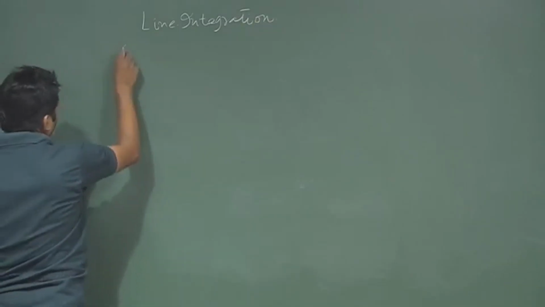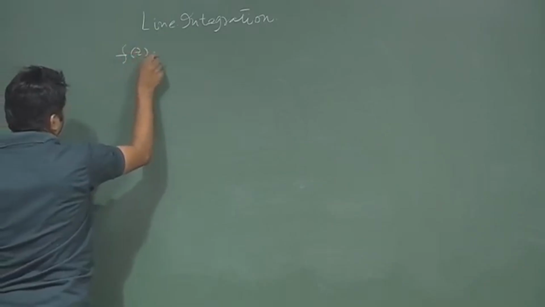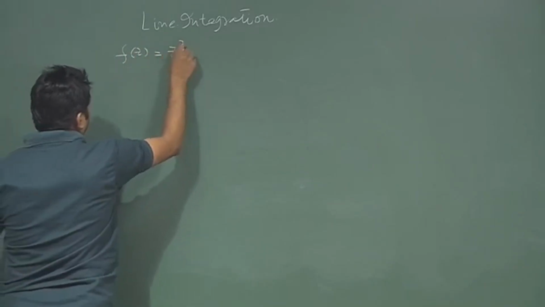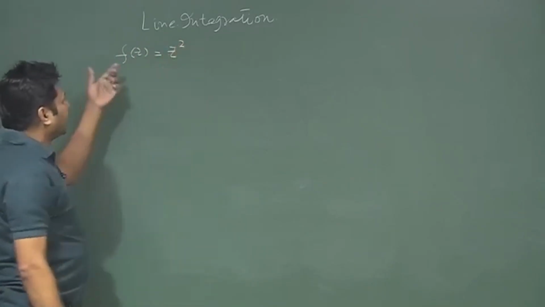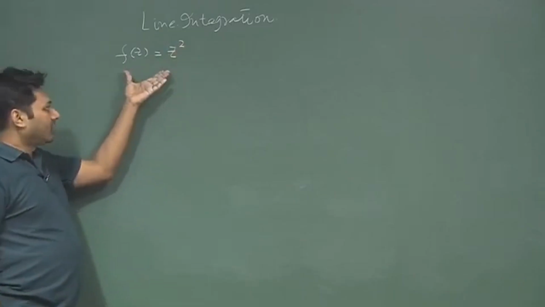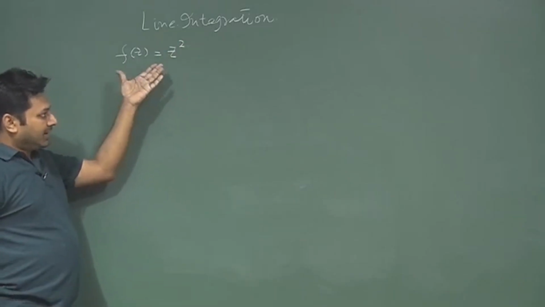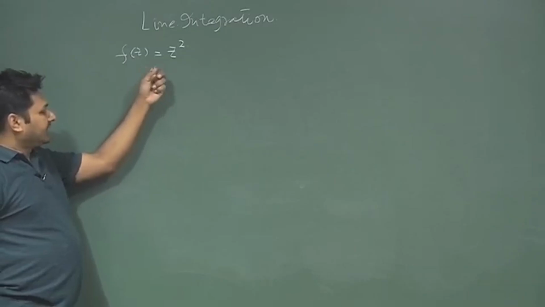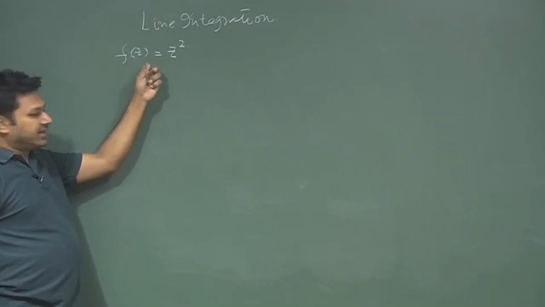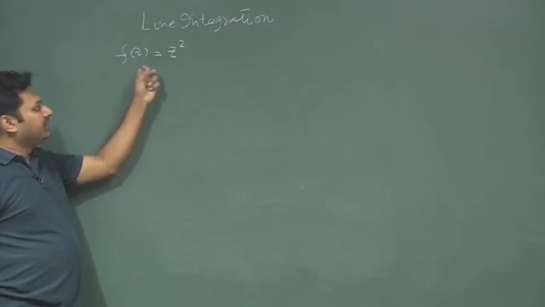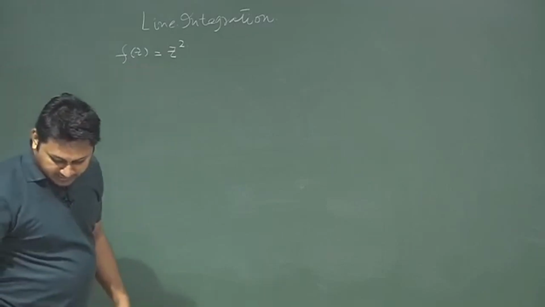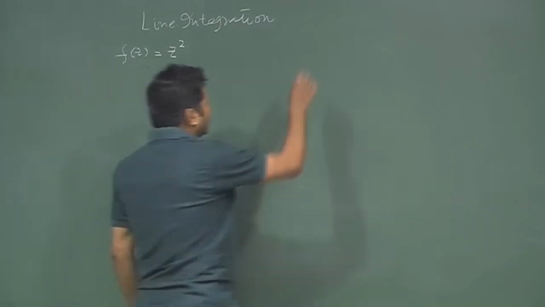So, today we will start with the function z square. This is the function that is given. This is an example I am doing. Here I need to evaluate this particular function z square for three different paths. So, the problem is there are three different paths given.